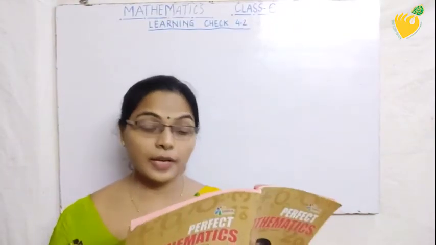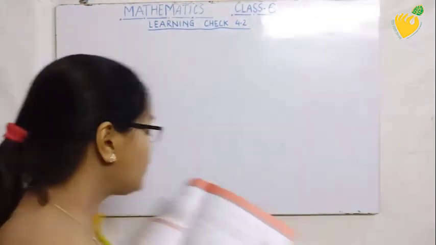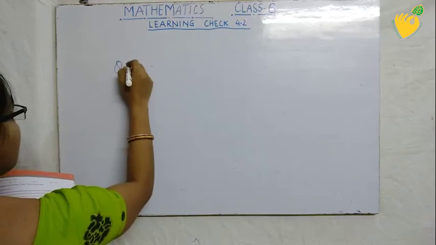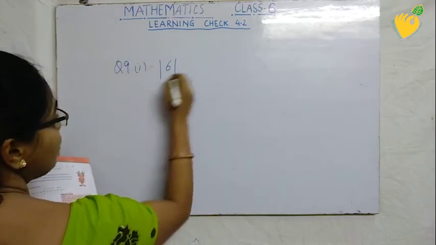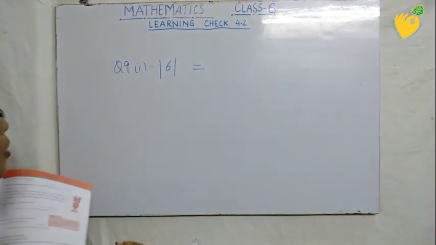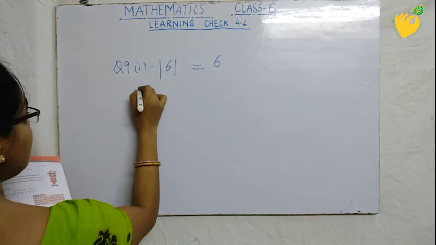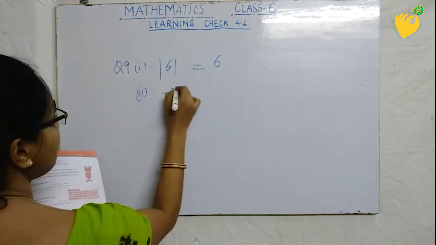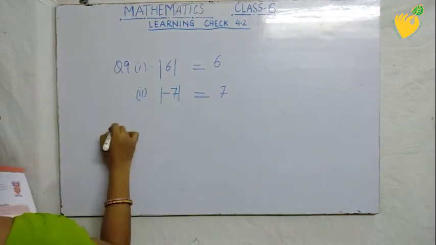Now students, let's see question number 9. Write absolute value of each. The first part of this question number 9 is 6, and the absolute value means you have to find the mod of 6, which is 6. Similarly, the second part of this question, the absolute value of -7 is 7.